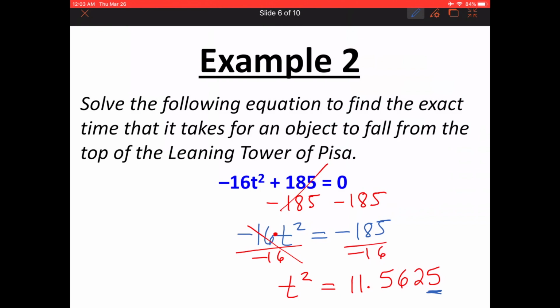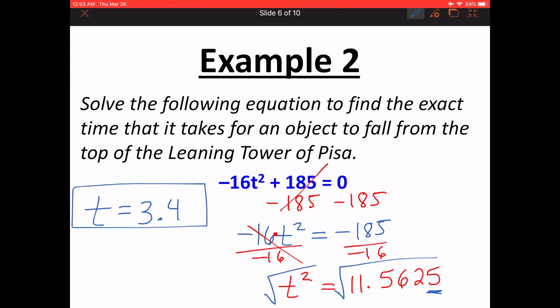So the opposite of t squared is to square root. So when I square root my 11.5625, I end up with t equals 3.4. I'm just rounding here to the tenth because I really got 3.400367. Okay, and so rounding here to the tenth would be sufficient because then I just am followed by a 0. So t equals 3.4.